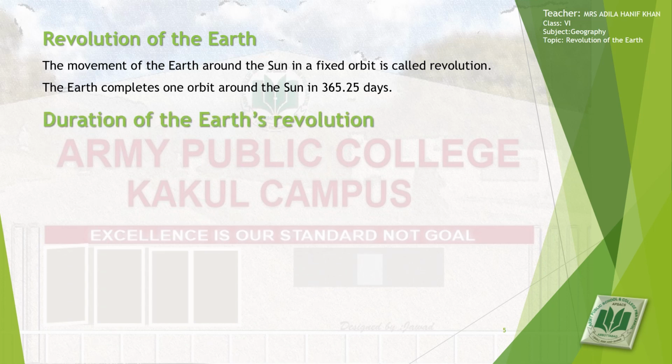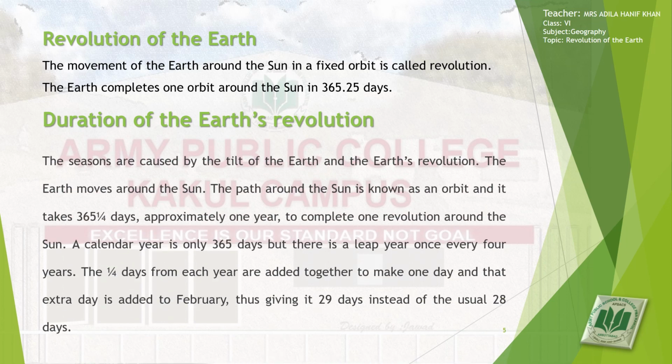Duration of the Earth's revolution. Students, the seasons are caused by the tilt of the Earth and the Earth's revolution. The Earth moves around the sun. The path around the sun is known as an orbit, and it takes 365.25 days, approximately 1 year, to complete one revolution around the sun.